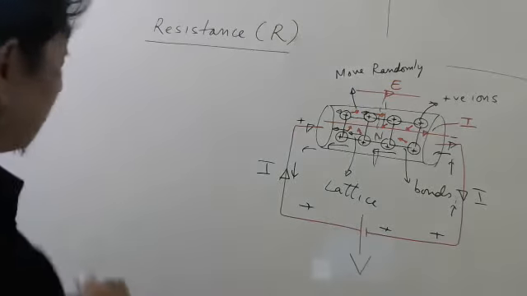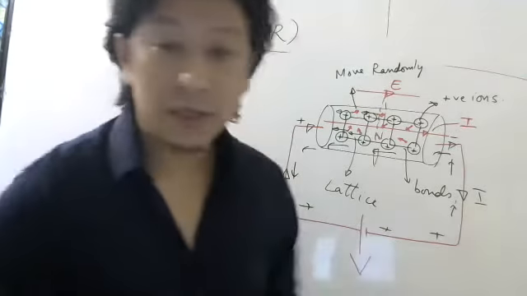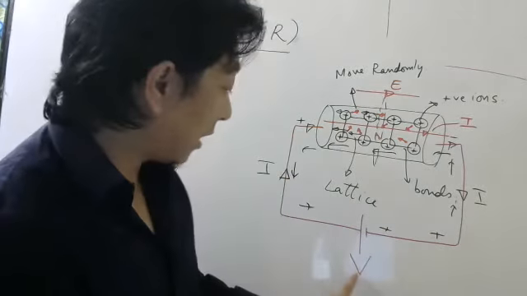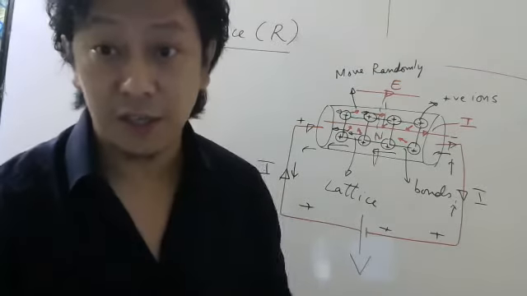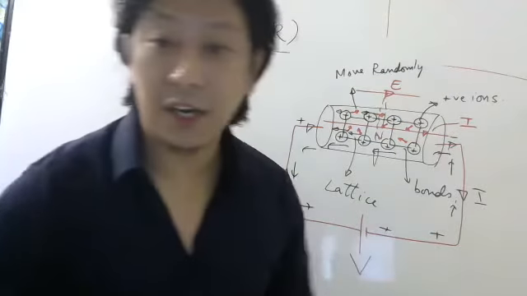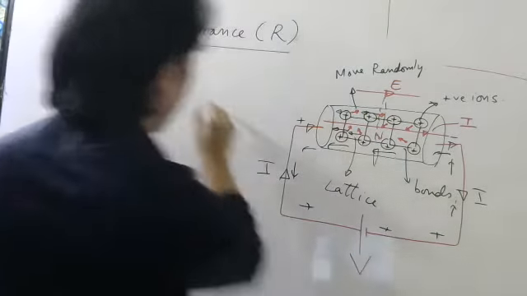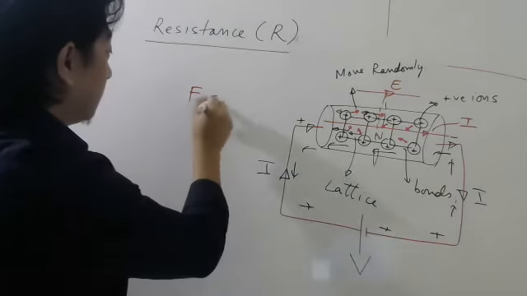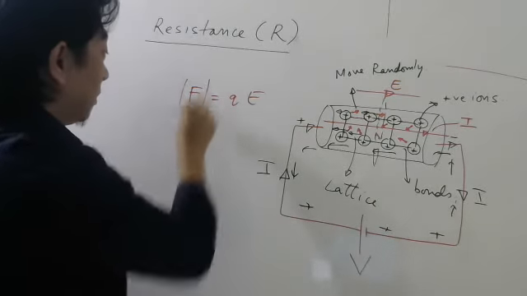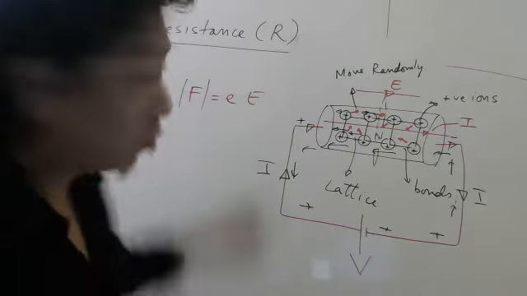So my question is now, why is this current steady? When you apply a steady, constant voltage, you will get a constant current. But why is the current constant? Because there is a force on the electron. Force is there, right? The force is QE. Charge of electron is e in magnitude. So this is the force.